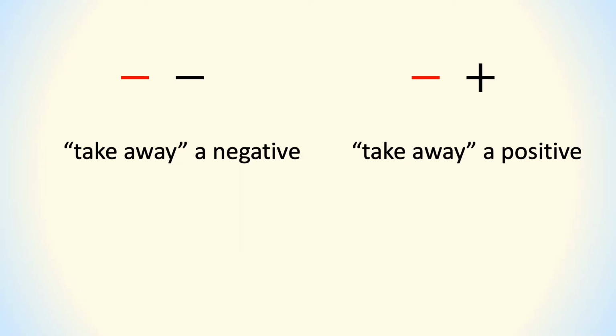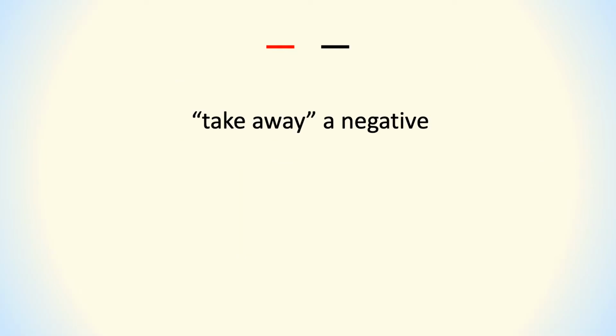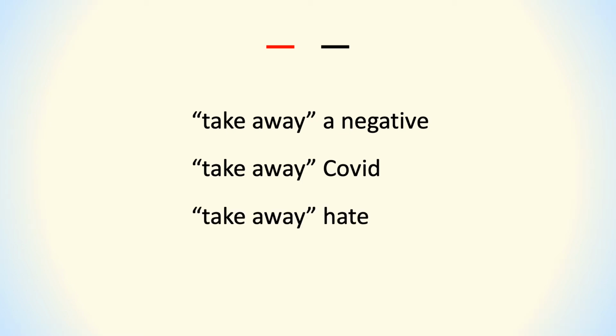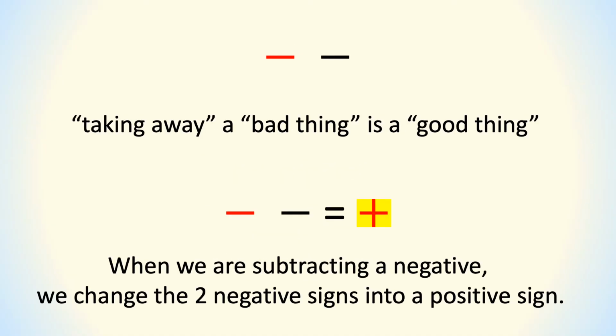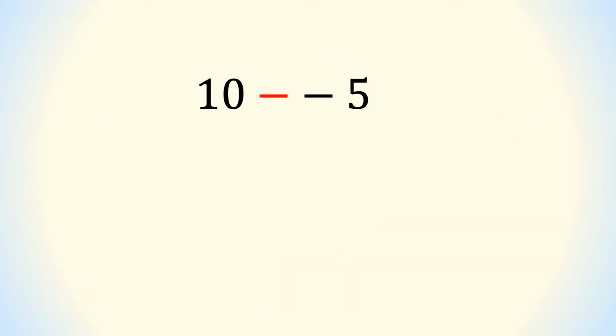Let's look at these situations. We're taking away a negative or we're taking away a positive. Let's look at taking away a negative. When we take away a negative, it's like we're taking away a bad thing, like taking away COVID, or taking away hate, or taking away crime. Taking away something negative is actually a positive. Taking away a bad thing is a good thing. So when we are subtracting a negative, we can take the two negative signs and combine them and instead think of them as a positive sign.